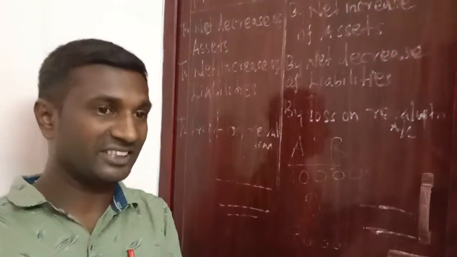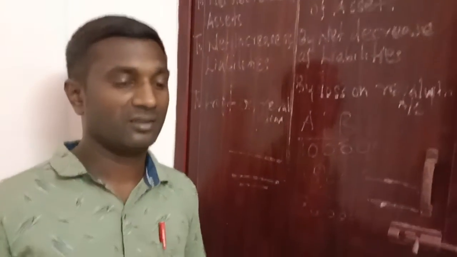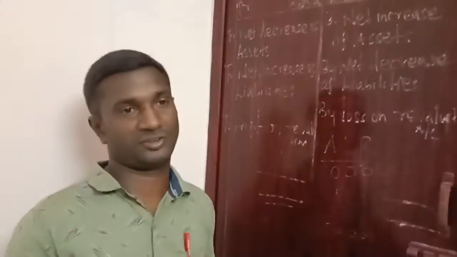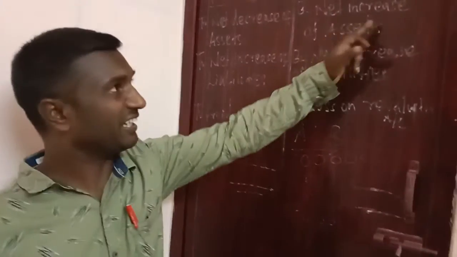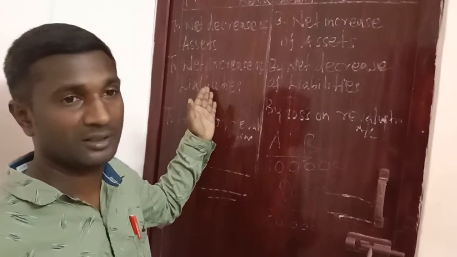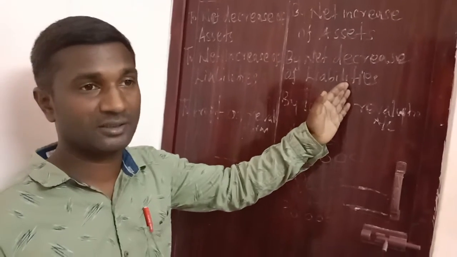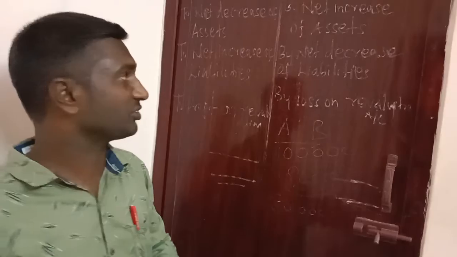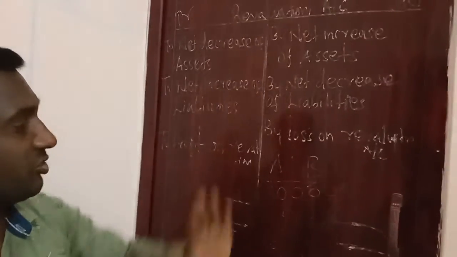If you understand these four items, you can easily prepare the revaluation account, whether it is admission of a partner, retirement of a partner, or death of a partner. Whatever accounts come, you can prepare easily. Assets increased, credit. Assets decreased, debit. Liabilities increased, debit. Liabilities decreased, credit. Finally, whatever items increase or decrease, we have to enter on the debit and credit side.